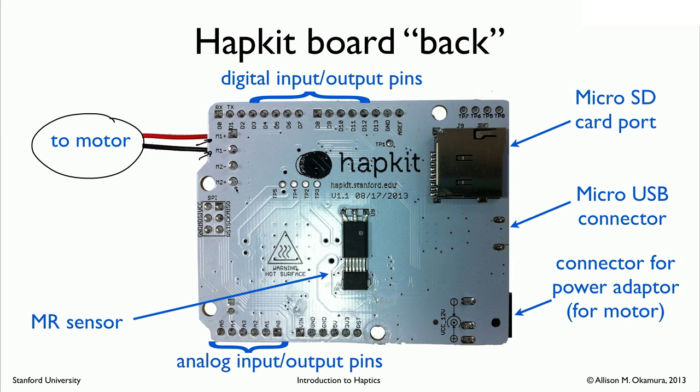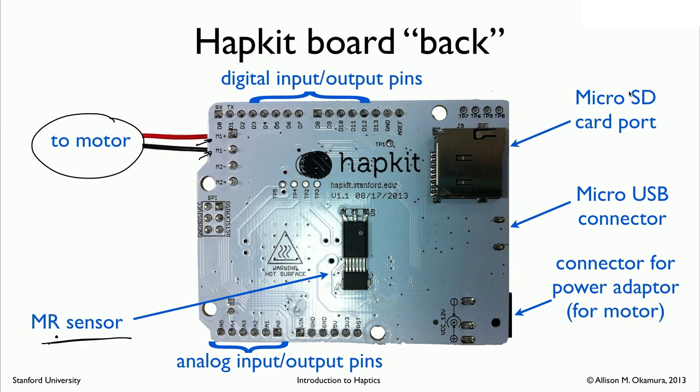Even though your HapKit only has one motor, the board has functionality for 2 motors if you wanted to add something. The next thing on the back here is the MR sensor. MR stands for magnetoresistive. This is a sensor that we added onto the board post-production, and it's going to sense the rotating magnetic field from the magnet that's attached to the motor on your HapKit.